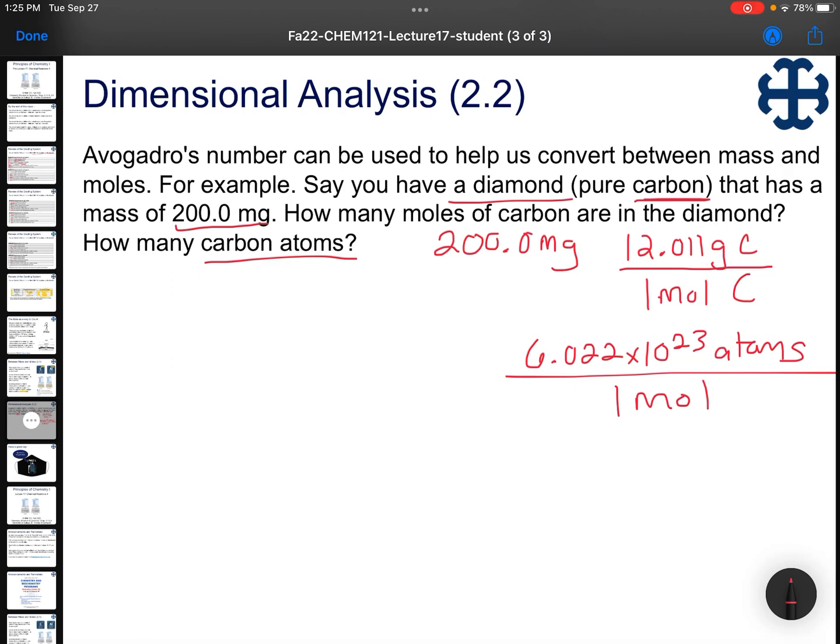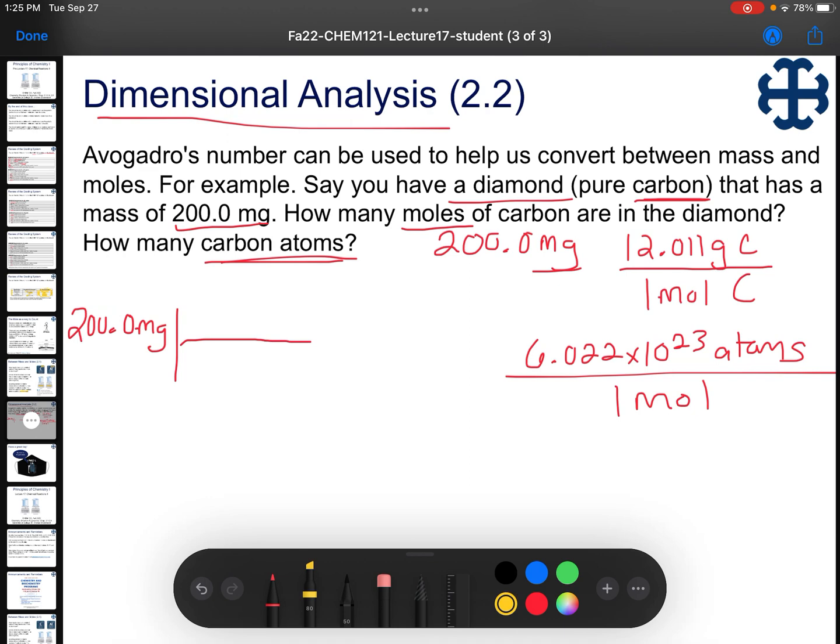So now my task becomes fitting things together so that our units cancel. And so that is, again, our dimensional analysis. Our goal here is to convert from units of milligrams to how many moles of carbon. So we need to have one answer that ends in moles and one answer that ends in atoms for our units. So if I set that up, I'm going to say we start with 200.0 milligrams. And if I look at my conversion factors over here, I see that my units are grams, moles, atoms, and moles.